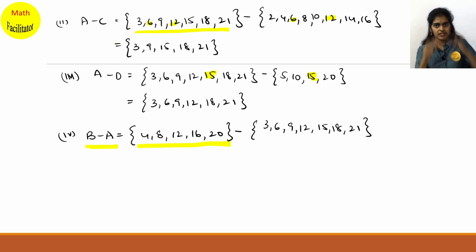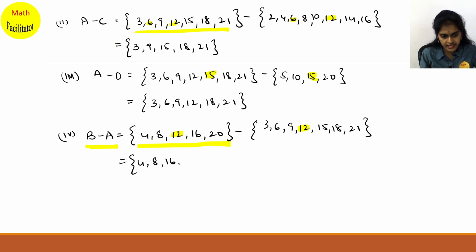So B minus A means from B you have to remove A. What are the common elements? Are there any elements common? 12 is common, right? And is there any other element common? No. So the final answer here is, you will write only this set, B set: 4, 8, 16, 20.